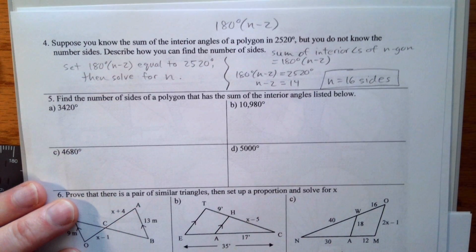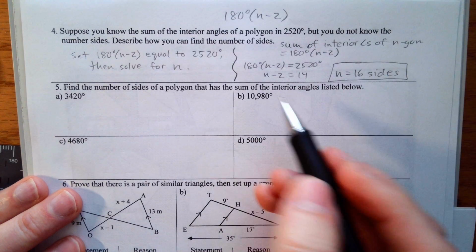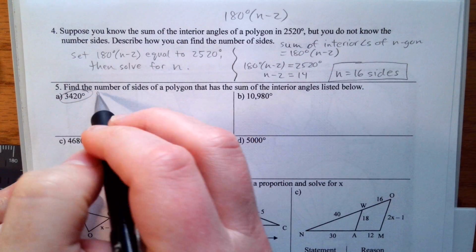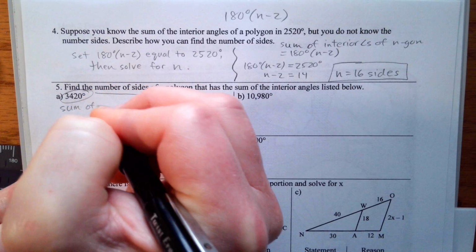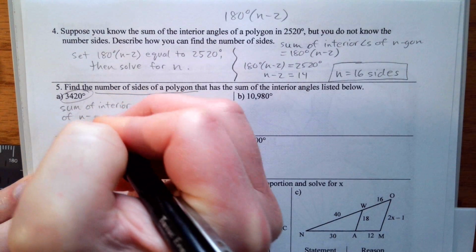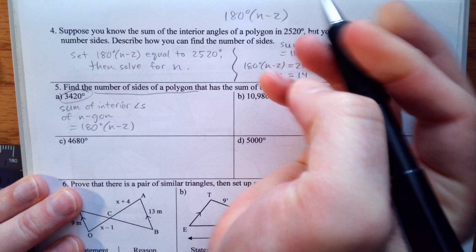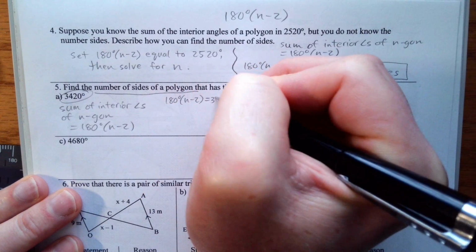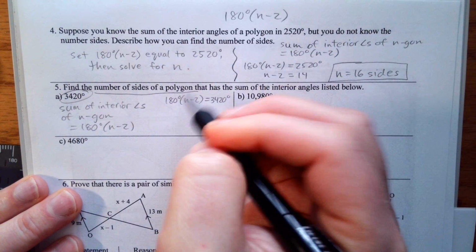Okay, I'm going to do one more example. Find the number of sides of a polygon that has the sum of the interior angles listed below. Okay, so I've given you the sum. Work backwards to find the number of sides. Okay, let's justify first. So, sum of interior angles of an n-gon is 180 degrees times the n minus 2. Okay, so 180 degrees, quantity n minus 2 equals 3,420 degrees.